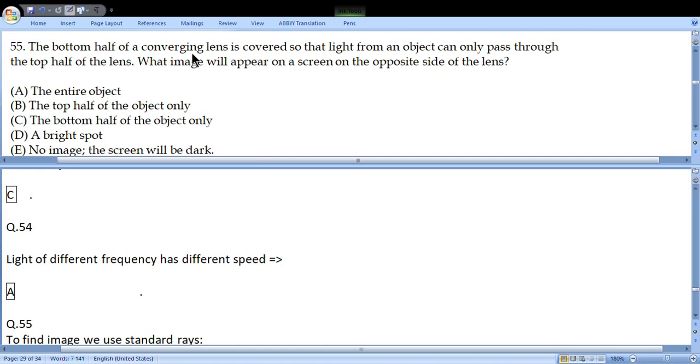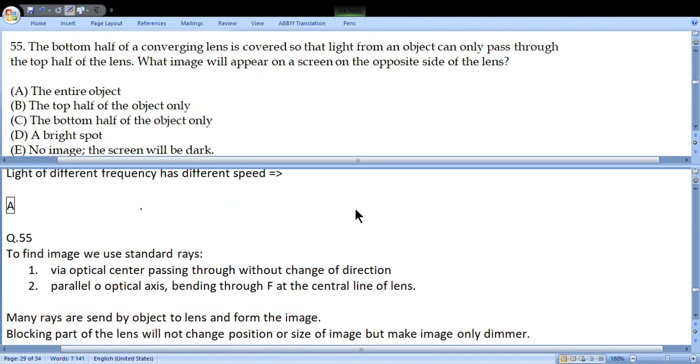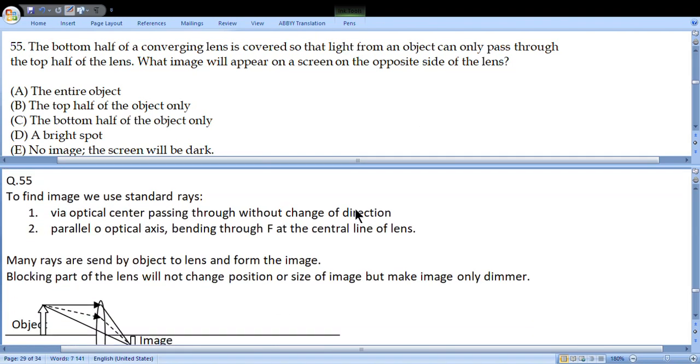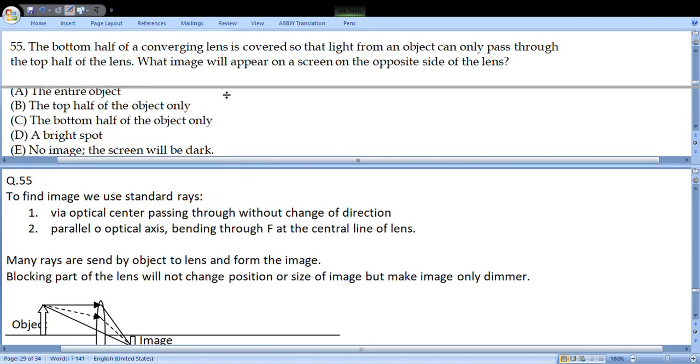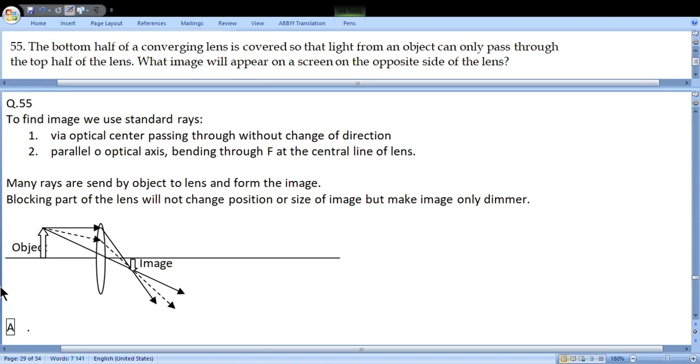Question 55. The bottom half of a converging lens is covered so that light from an object can only pass through the top half of the lens. What image will appear on the screen on the opposite side of the lens? To find image, we use standard rays. Okay, let me show. Right. So one ray is going through optical center. It doesn't change direction. Another ray is parallel to optical axis. It goes through focal point. They intersect here, and here is the position of the image.